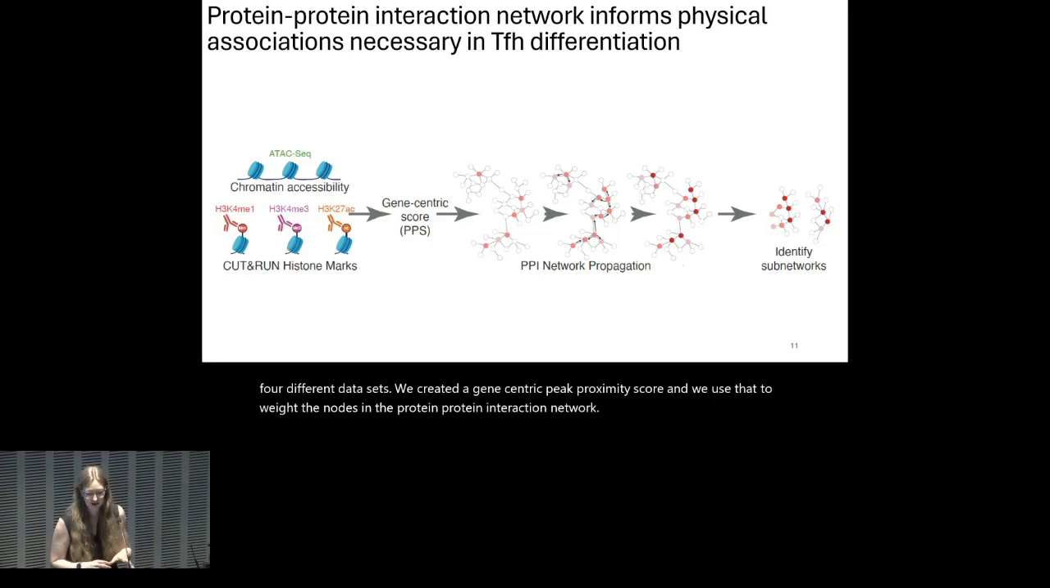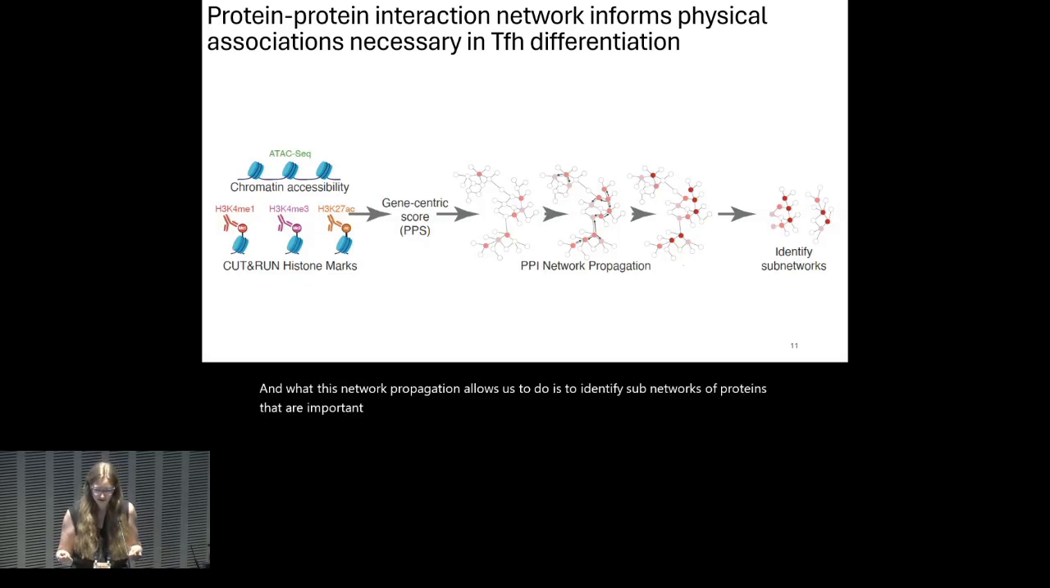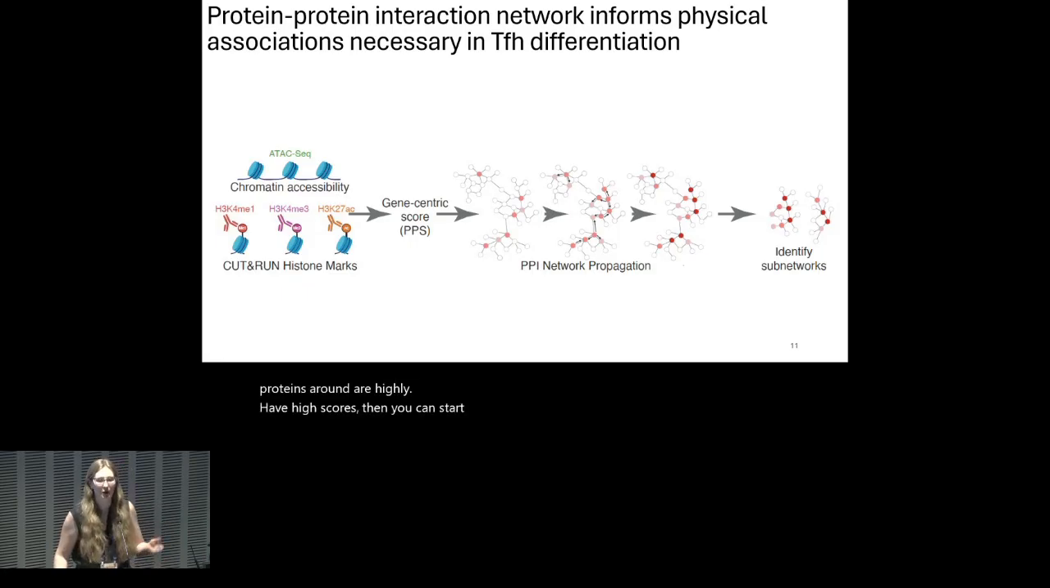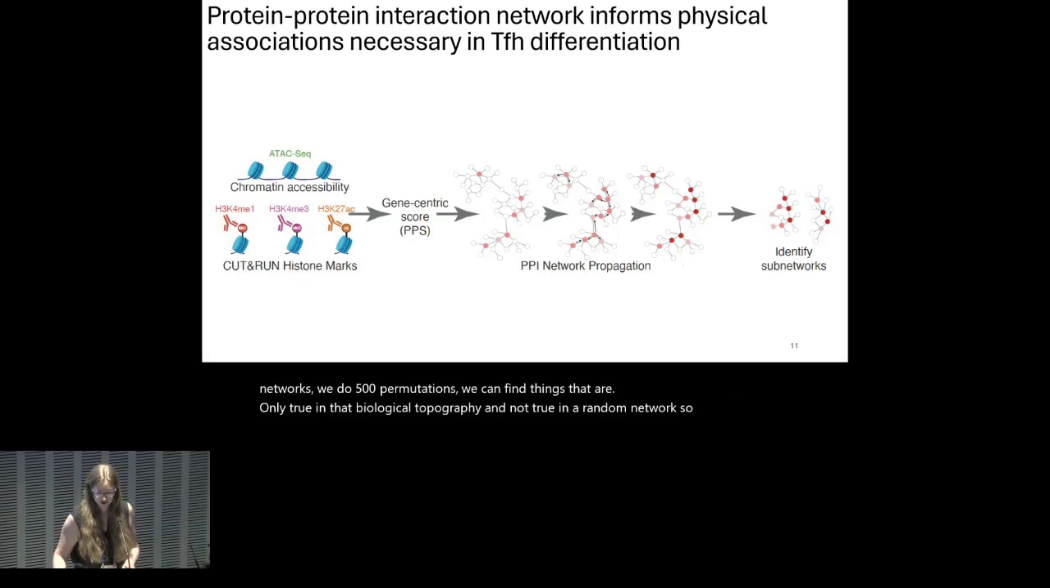What this network propagation allows us to do is identify subnetworks of proteins that are important for each other. If you have some dropout in signal, but all of your neighboring proteins have high scores, then you can start to find the things that would have dropped out. Also, because we permute the networks and change the edges to make a lot of random networks, we do 500 permutations, we can find things that are only true in that biological topology and not true in a random network. So we really home in on that biology.